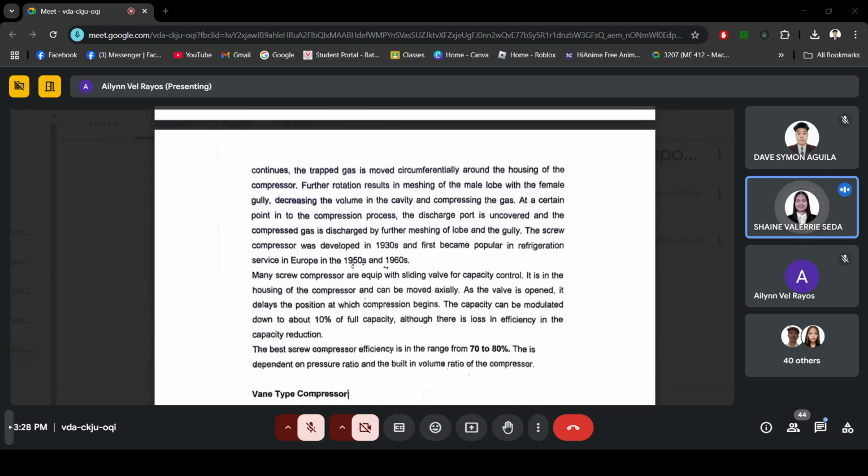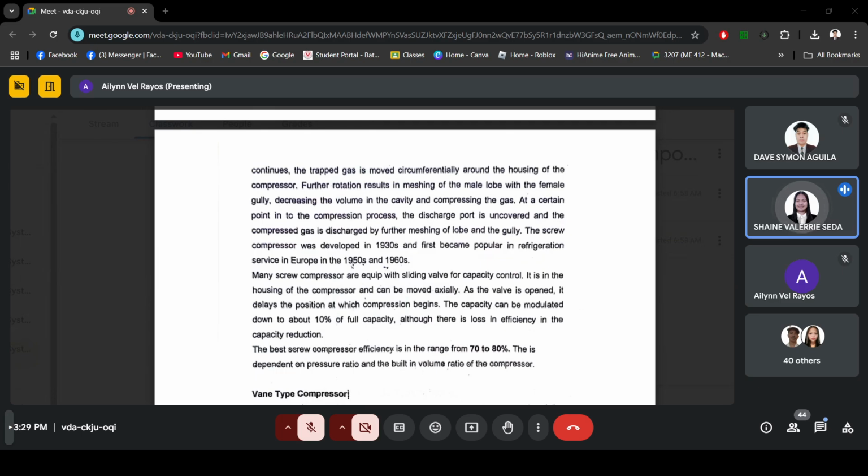Further rotation results in meshing of the male lobe with the female gully, decreasing the volume in the cavity and compressing the gas. At a certain point in the compression process, the discharge port is uncovered and the compressed gas is discharged by further meshing of lobe and gully. The screw compressor was developed in the 1930s and first became popular in refrigeration service in Europe in the 1950s and 1960s. Many screw compressors are equipped with a sliding valve for capacity control.